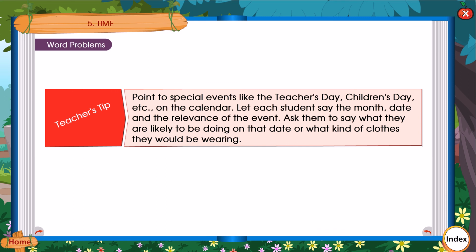Teacher's tip. Point to special events like the Teacher's Day, Children's Day, etc. on the calendar. Let each student say the month, date, and the relevance of the event. Ask them to say what they are likely to be doing on that date or what kind of clothes they would be wearing.